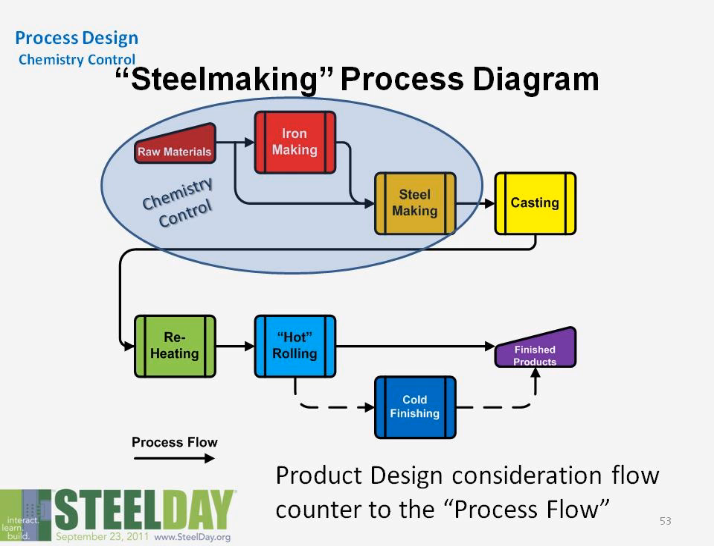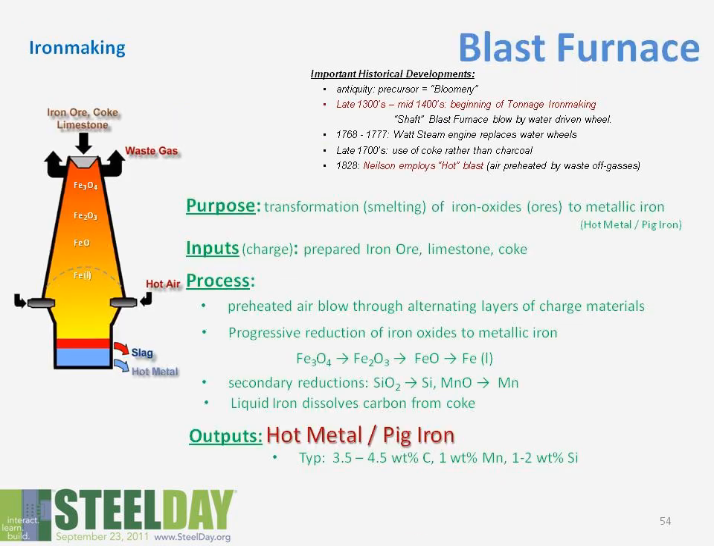So we start with raw materials. We may or may not go through iron making, and then we have steel making. Once we get over here to casting, the chemistry is essentially set. You're done with it. So let's quickly just look at iron making. Sorry for the delay. Iron making is done in the blast furnace.